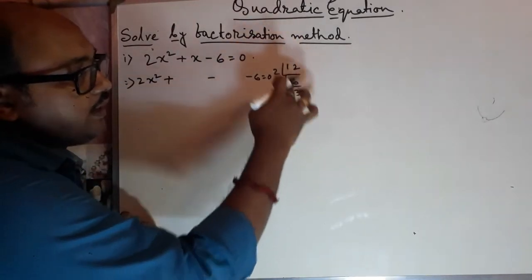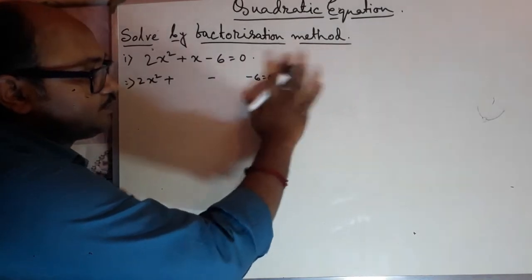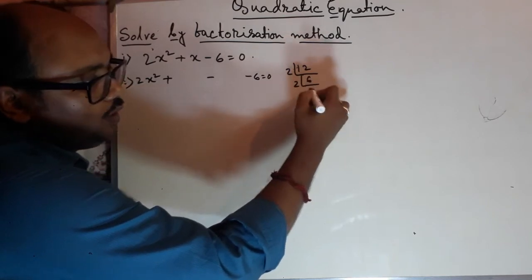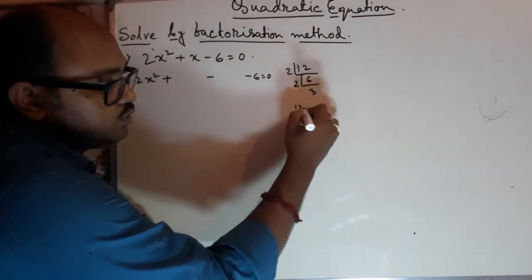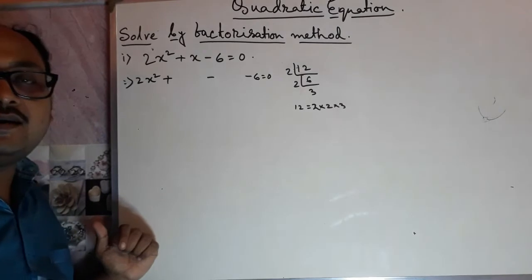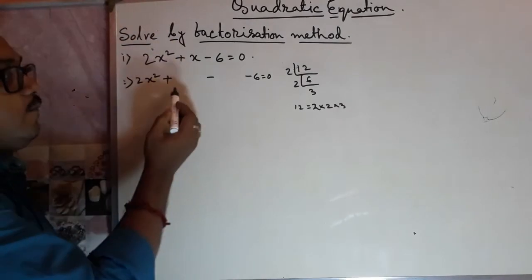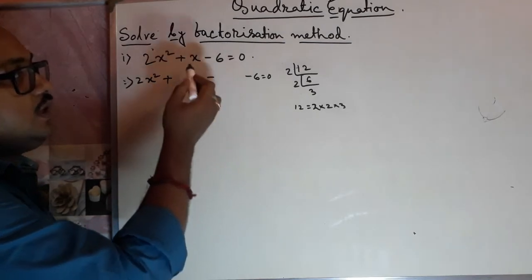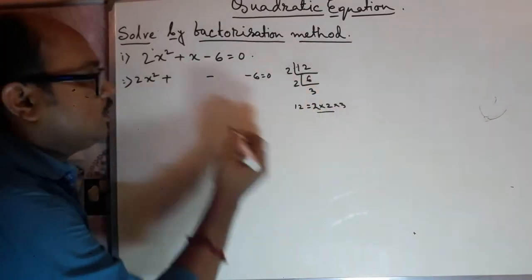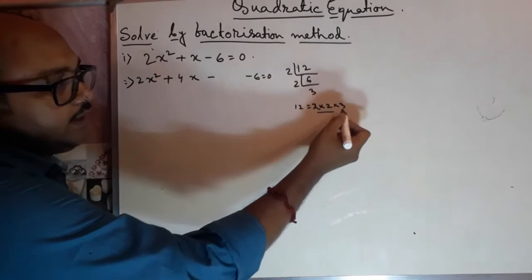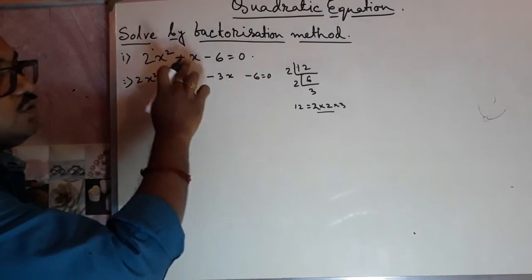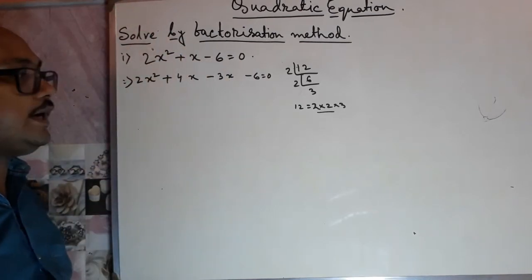Now what are the factors of this 12? 2, 2 and 3. This 12 is equal to 2 into 2 into 3. Now you have to adjust these factors in such a manner that the plus and minus make 1. So 2 into 2 is 4. If you write 4x, and another term is 3, minus 3x, then 4x minus 3x will be plus x.